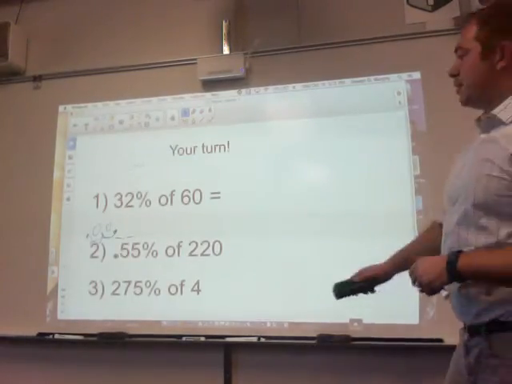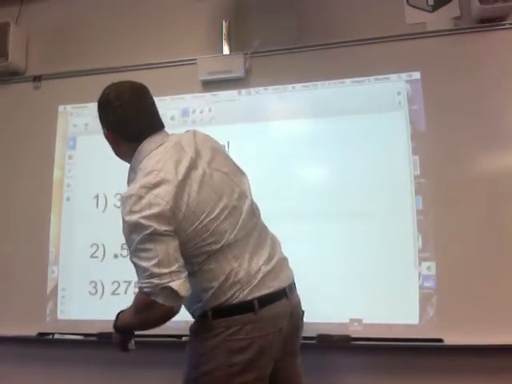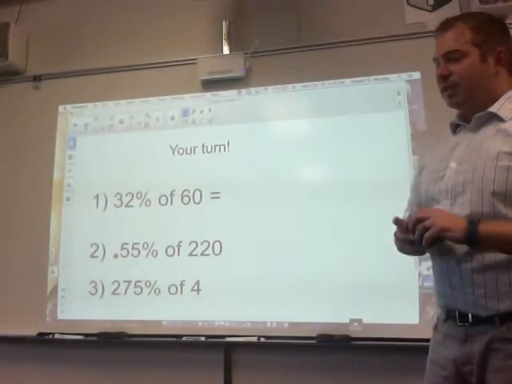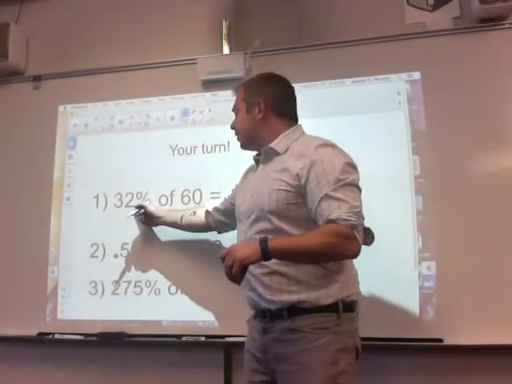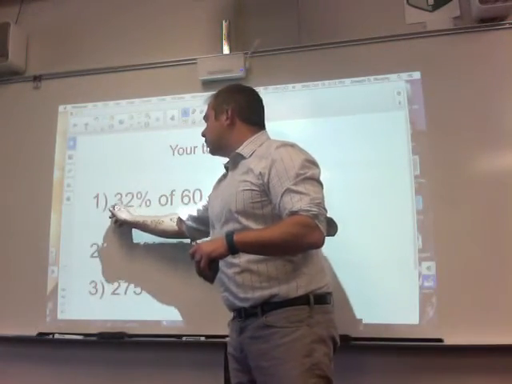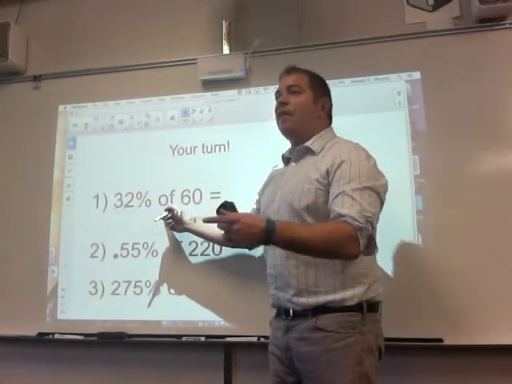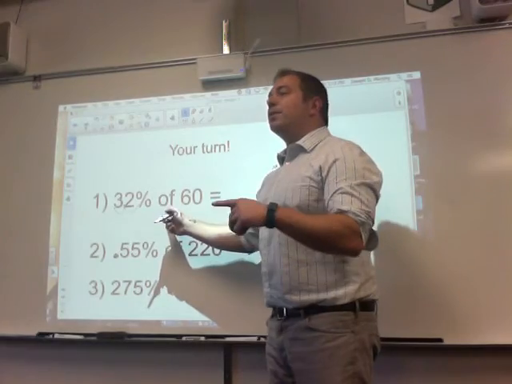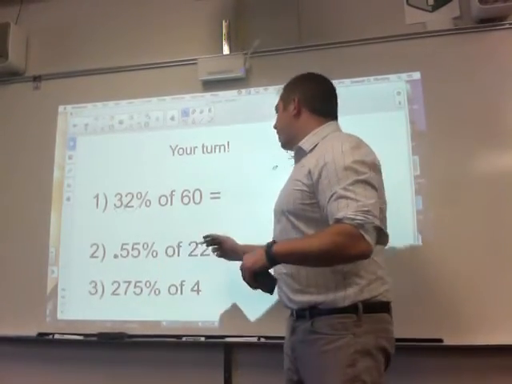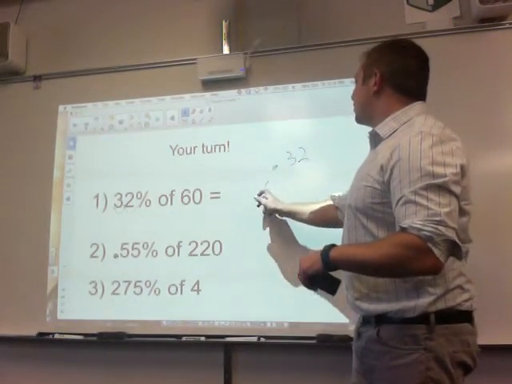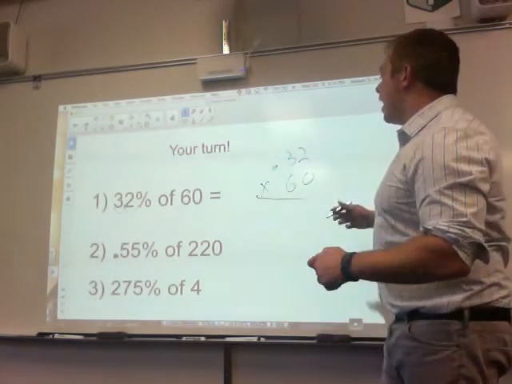All right, now it's your turn. You have 3 questions. 32% of 60. I'm going to start that one for you. Turn this into a decimal. It becomes 0.32. What does the word of mean? Times. Multiply. So it would be 0.32 times 60, and then you could solve from there.